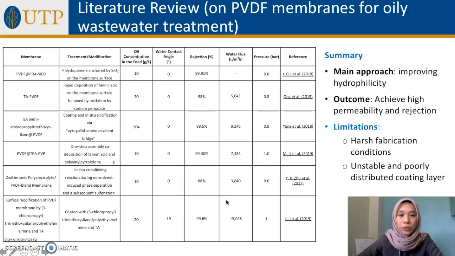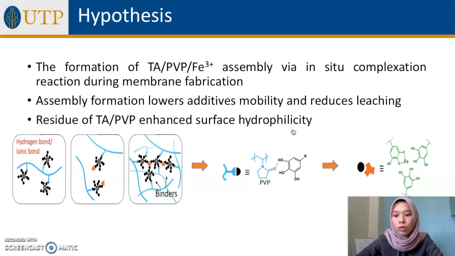So through this also, the fouling resistant propensity for oil-water emulsion separation is also improved. But however, some drawbacks are identified, such as harsh fabrication conditions and also an unstable and poorly distributed coating layer. So with that, a new method is proposed. So now I'm going to talk about the fabrication done in this research.